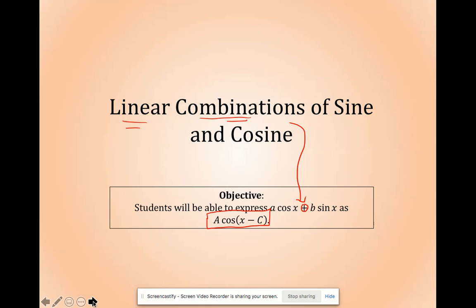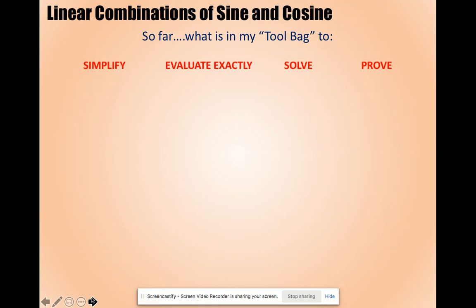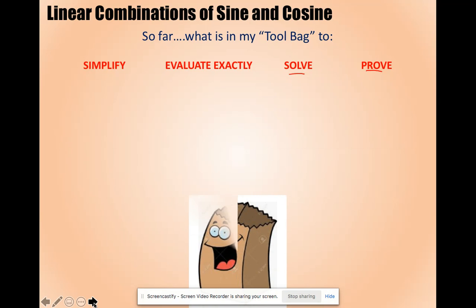Before we get there, though, I want to remind you of what we've put in your tool bag so far. When we ask you to prove trig identities or solve trig equations, the tools that you have been taught in AAF and then reviewed in pre-cal was to simplify and be able to evaluate exactly when needed in order to solve and prove. So what are the tools that we've put in your bag so far?